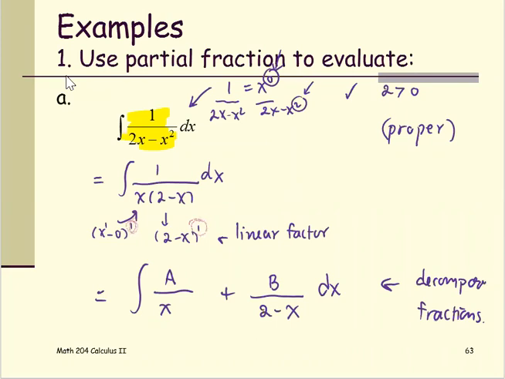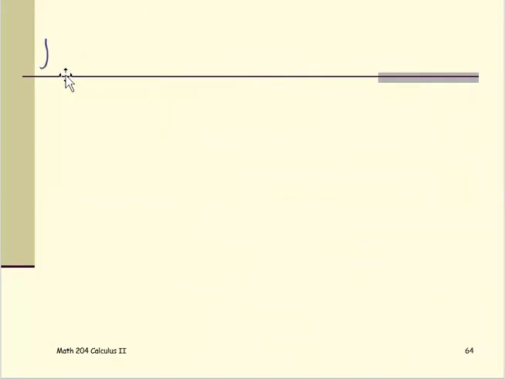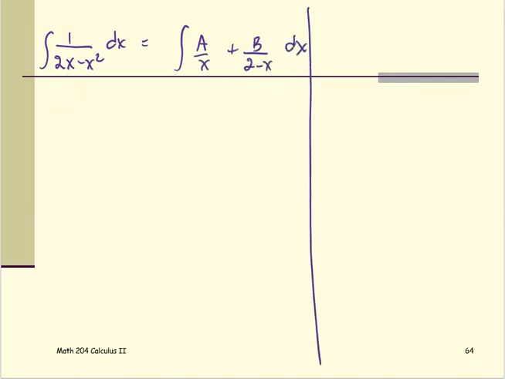To go forward, I'm going to rewrite the problem, which is the integral of 1 over 2x minus x squared with respect to x. Now decompose into the integral of a over x plus b over 2 minus x with respect to x. The next step is to find the a and b values. This process is called undetermined coefficients. How do we find a and b? The original expression is 1 over 2x minus x squared. The new expression is a divided by x plus b divided by 2 minus x.